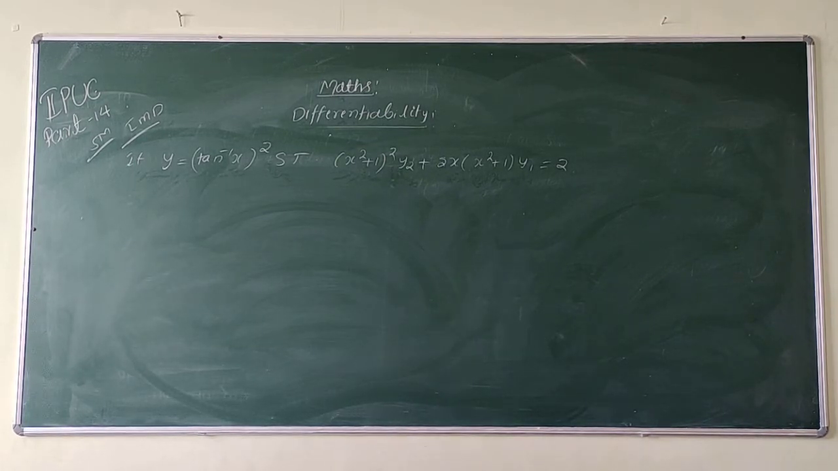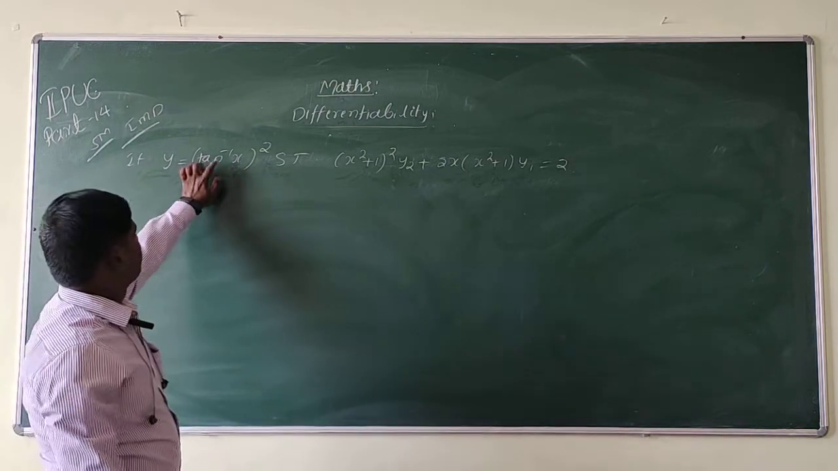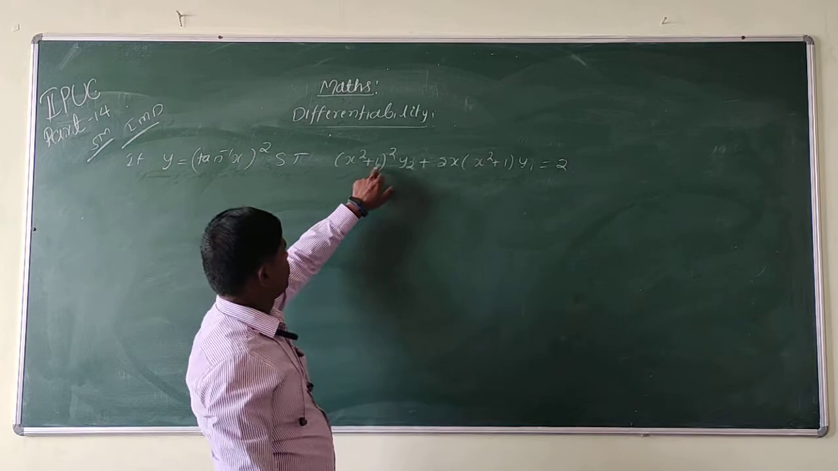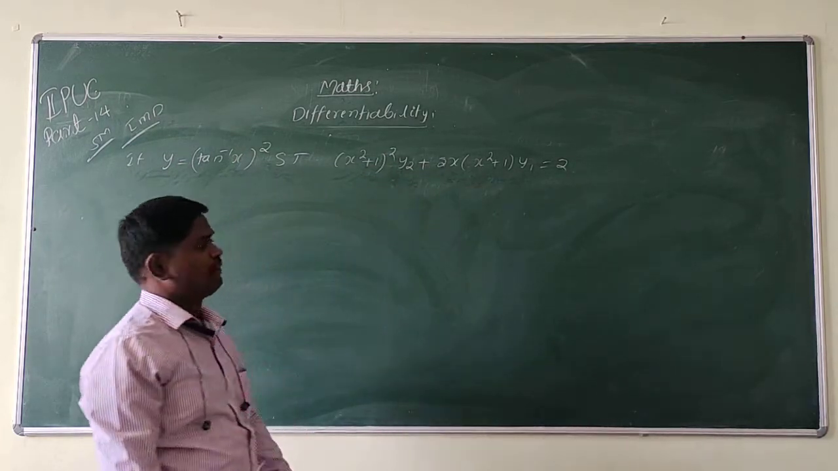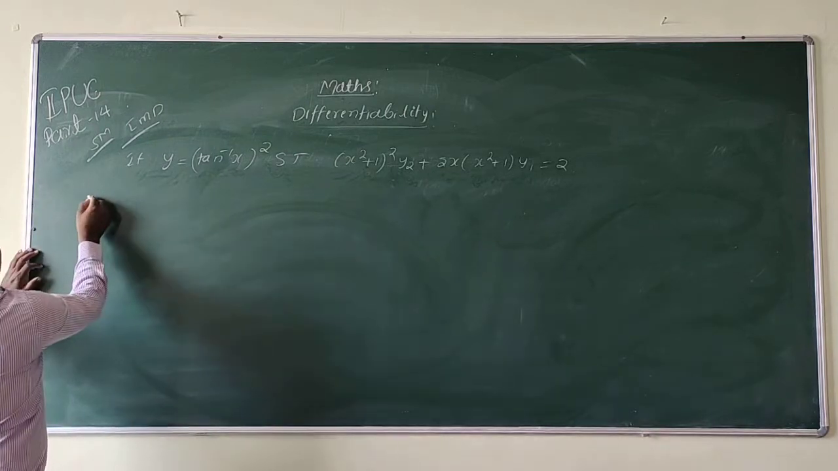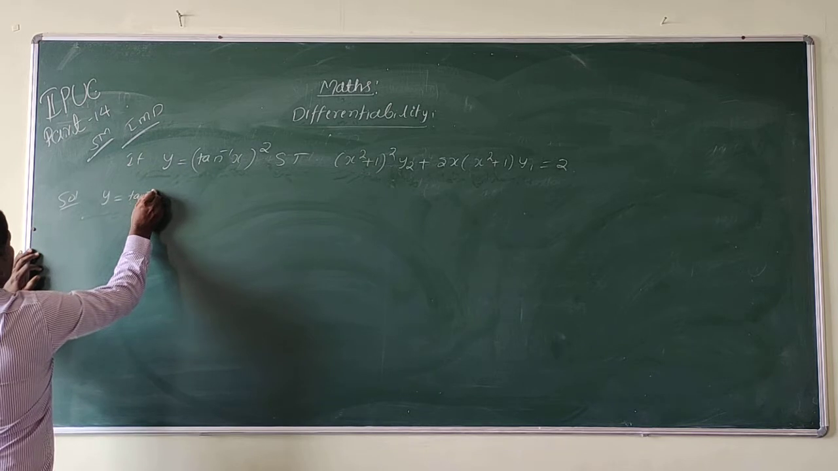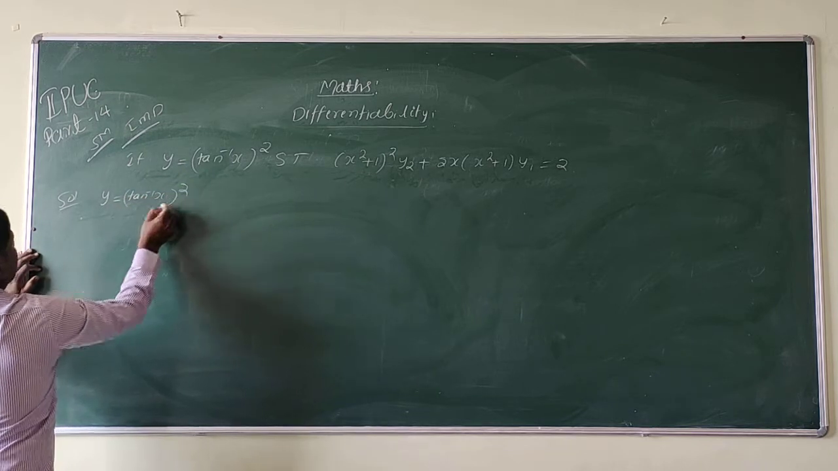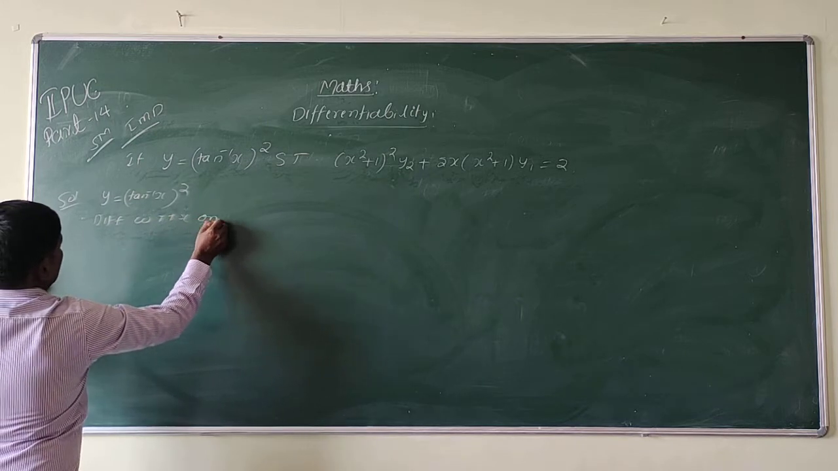Next problem. y is equal to tan inverse of x, whole square. Show that x square plus 1 whole square into y2 plus 2x into x square plus 1 into y1 is equal to 2. Okay, so the solution: y is equal to tan inverse of x whole square. Differentiate with respect to x on both sides.